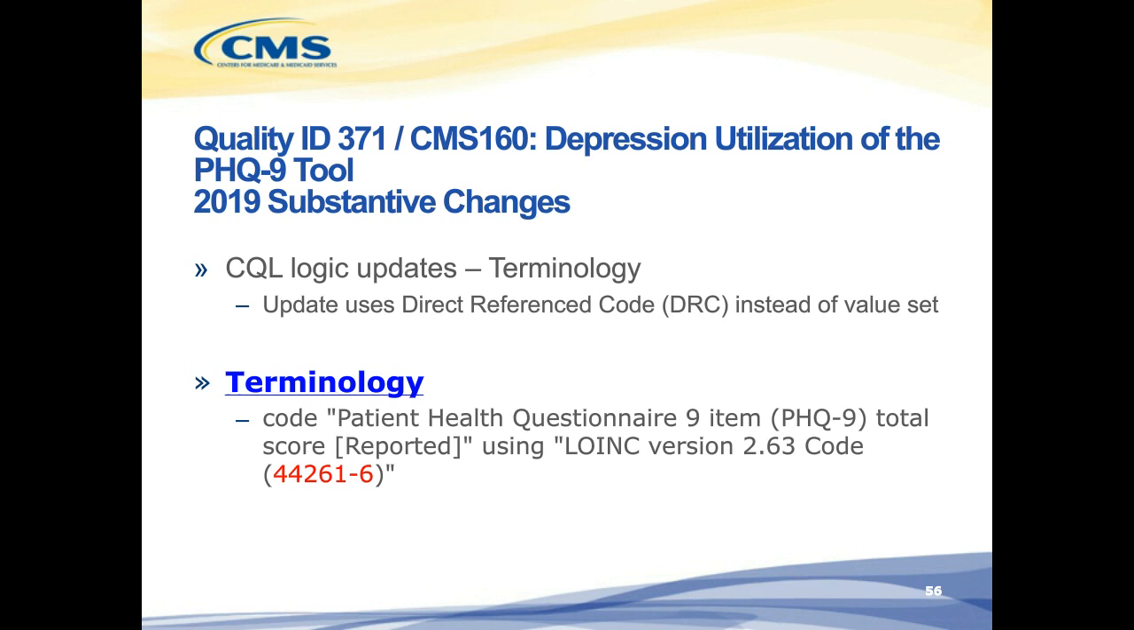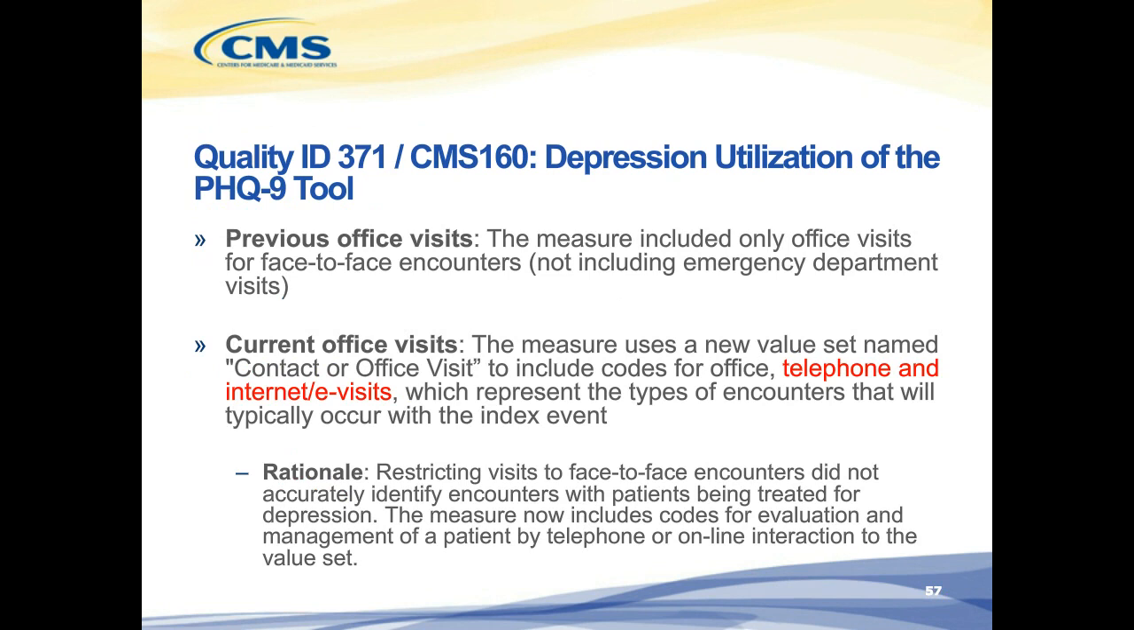And just like the other measure, an additional change was made to revise the value sets used to define encounters. The previous measure included only office visits or face-to-face encounters, not including emergency department visits, and this measure uses a new value set called contact or office visit that includes codes for office, telephone, internet, and e-visits. It represents the types of encounters that will typically occur with the index event. And again, the change was made because restricting visits to face-to-face encounters did not accurately identify encounters with patients being treated for depression. So now this measure includes codes for evaluation management of a patient by telephone or online interaction to the value set.